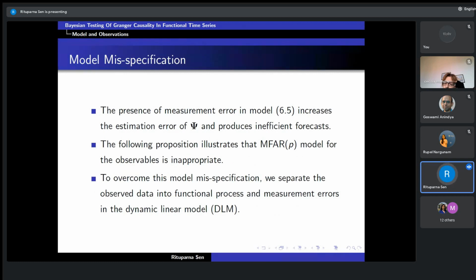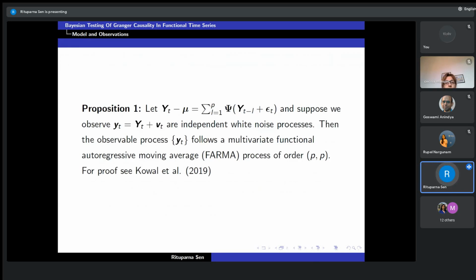There is another issue with using the measurement error model and ARMA things. That is that the presence of measurement error increases the estimation error of psi and produces inefficient forecasts. And this is the proposition that says that if you have the Y, which is functional AR, and so this is an AR model, not ARMA.